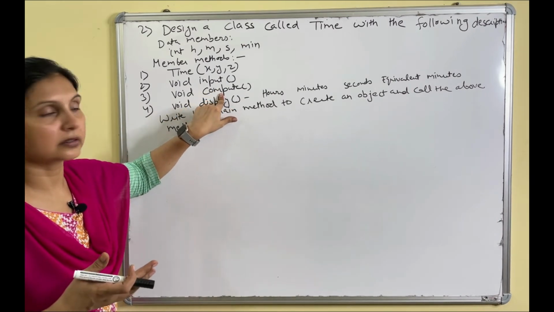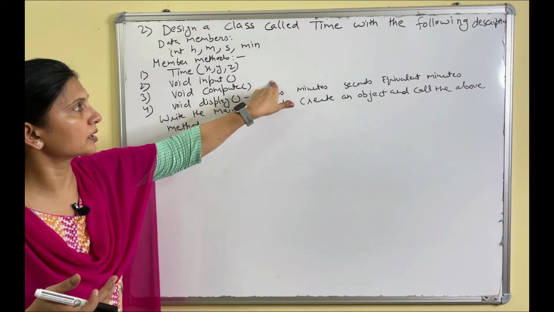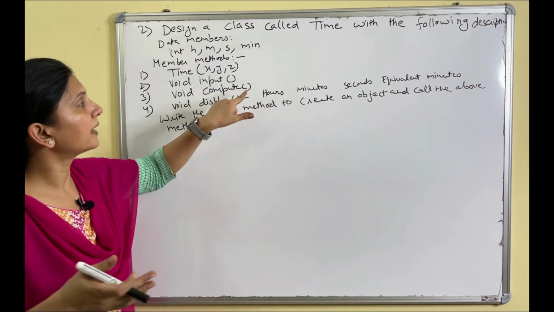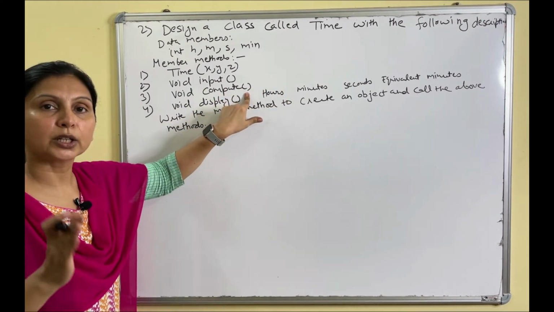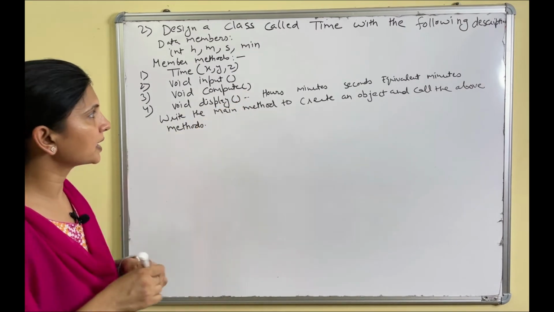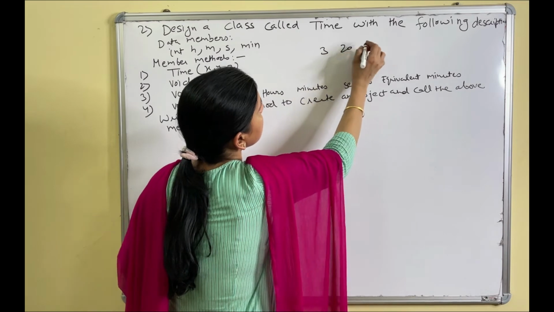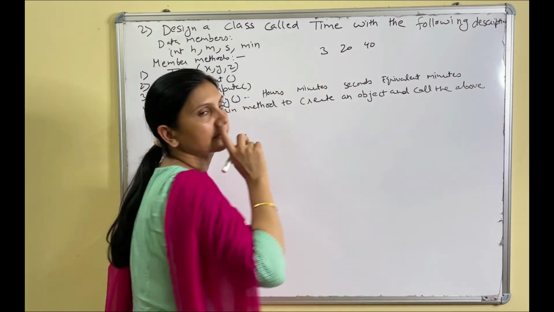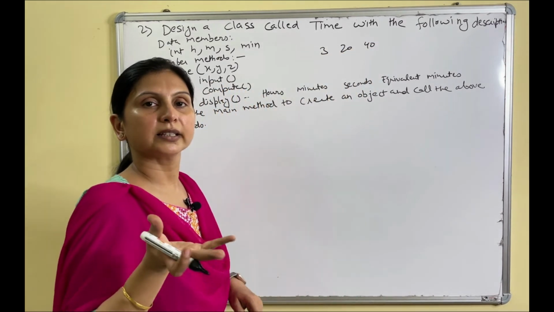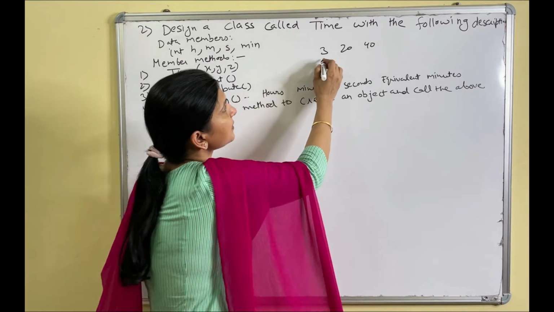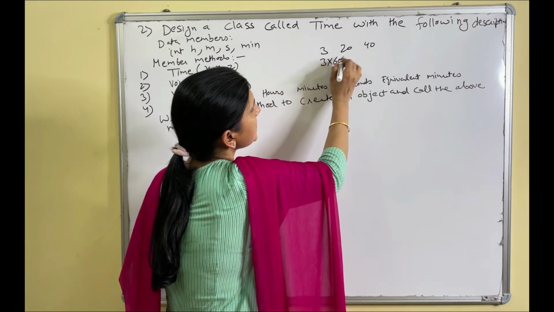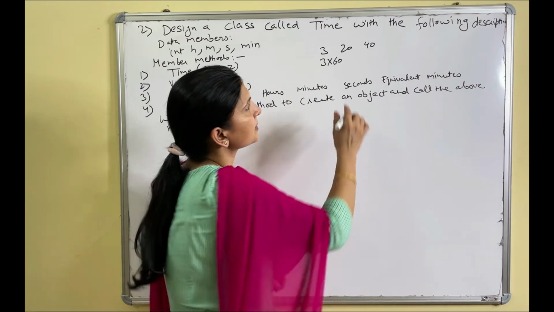What we will do in the compute will be mentioned, and we have to compute the equivalent time in minutes. For example, 3 hours, 20 minutes and 40 seconds we have entered. How will you calculate the equivalent minutes? So the equivalent minutes will be 3 into 60, since 1 hour equals 60 minutes.